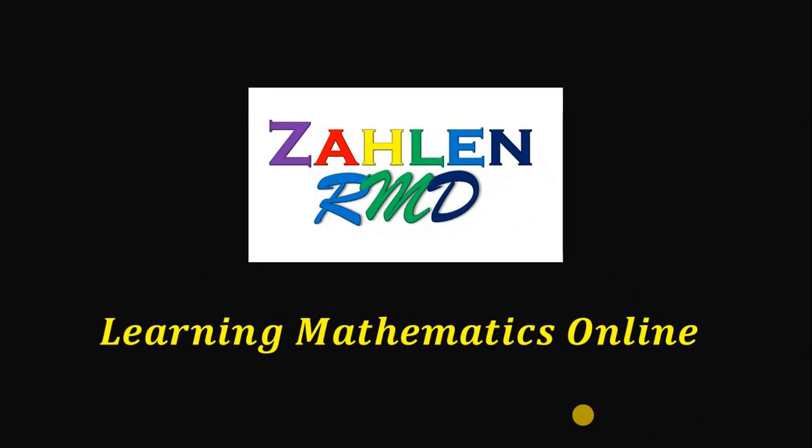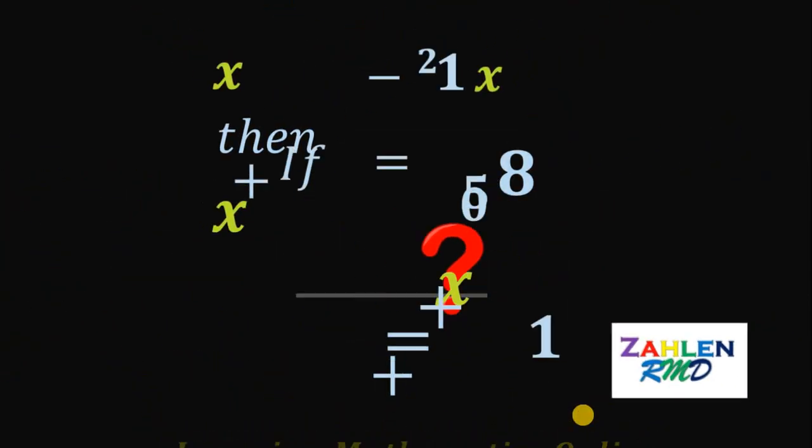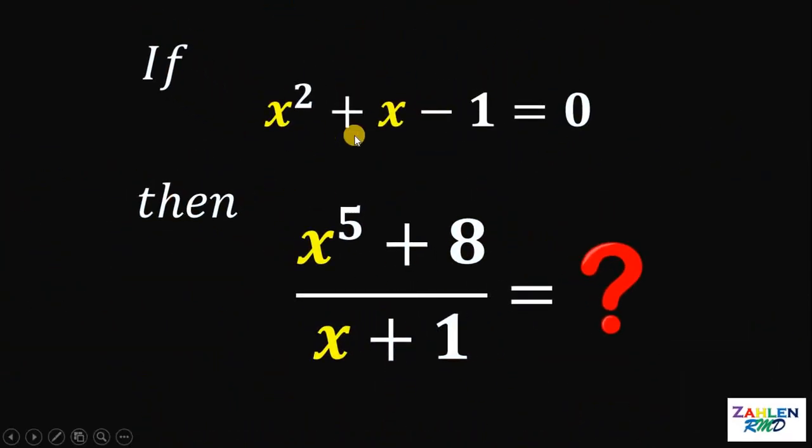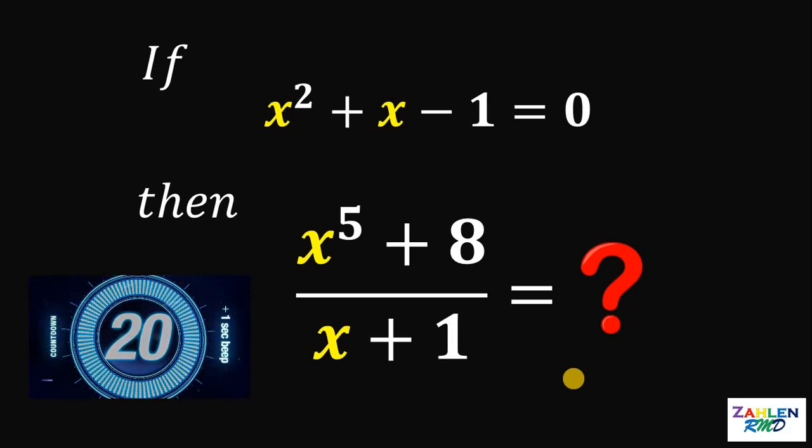And here's our question. Given the equation x squared plus x minus 1 equals 0, determine the value of x raised to the fifth power plus 8 all over x plus 1. Now, if you want to try this problem, just pause this video. We have 20 seconds and the timer starts now.